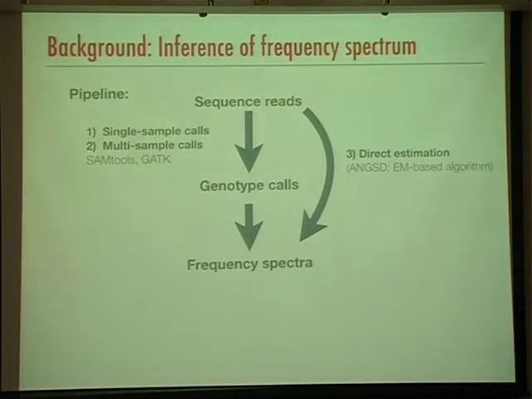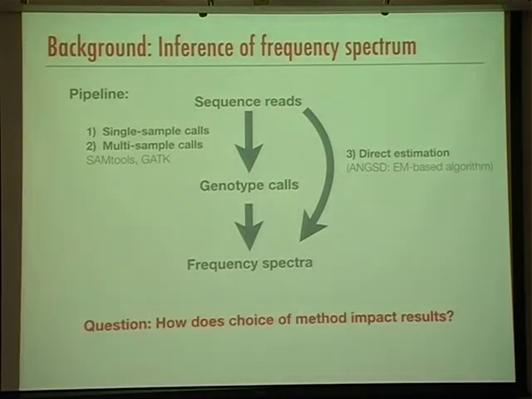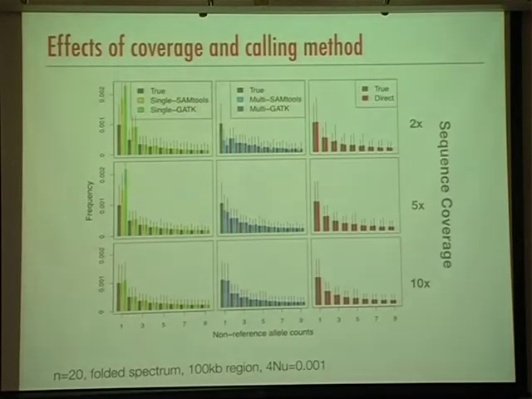Okay. So, simple question here: how does the choice of method impact results? We're doing our analysis, and some of our work is we're actually using this pipeline of going from genotype calls to frequency spectrum. We want to know, is this really problematic or not? And so what I want to show you is at different levels of coverage, 2.5x, 5x, and 10x, what you see when you use the single sample callers, the multi-sample callers, or the direct inference approach using the ANGSD software.